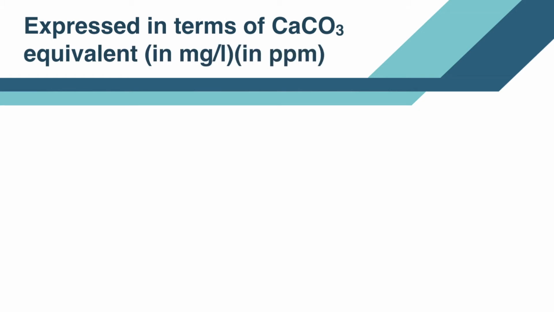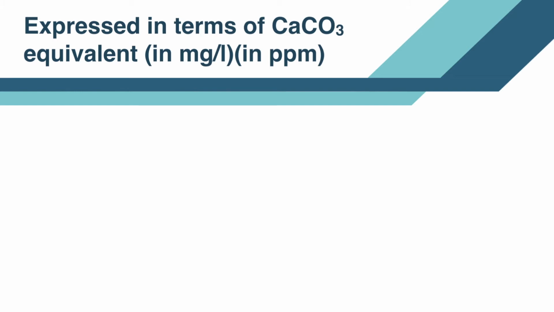Now here comes our another objective, how to express this hardness. The universal unit of expressing hardness is ppm of calcium carbonate equivalent or milligram per liter of calcium carbonate equivalent. Remember, ppm and milligram per liter are exactly the same thing. 1 ppm is equal to 1 milligram per liter. So either you can call it ppm of calcium carbonate equivalent or milligram per liter of calcium carbonate equivalent.